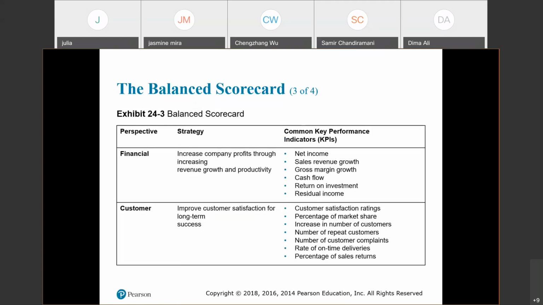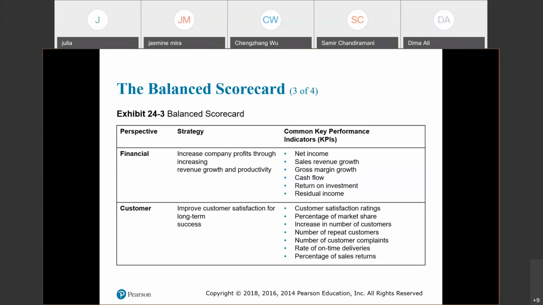Well, the first perspective, as I said, is the financial perspective. This perspective helps managers answer a question like, how do we look to investors and creditors? As you know, the ultimate goal of for-profit companies is to generate income. So company strategy revolves around increasing the company's profits through increasing revenue growth and productivity.